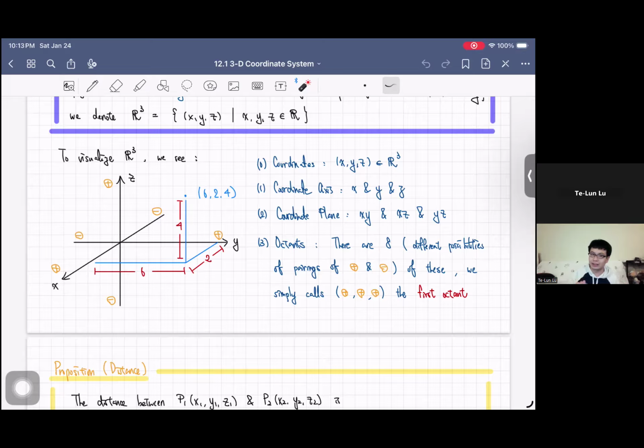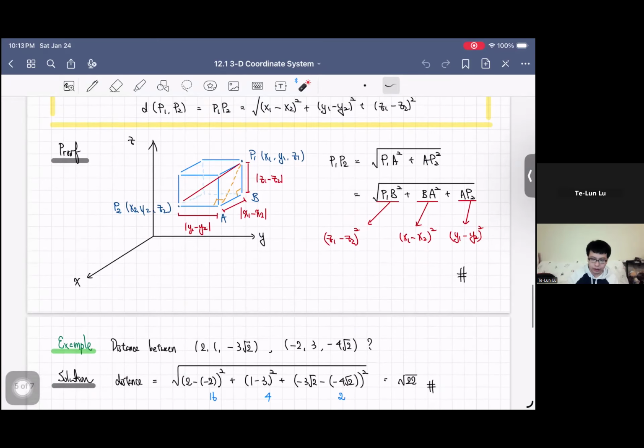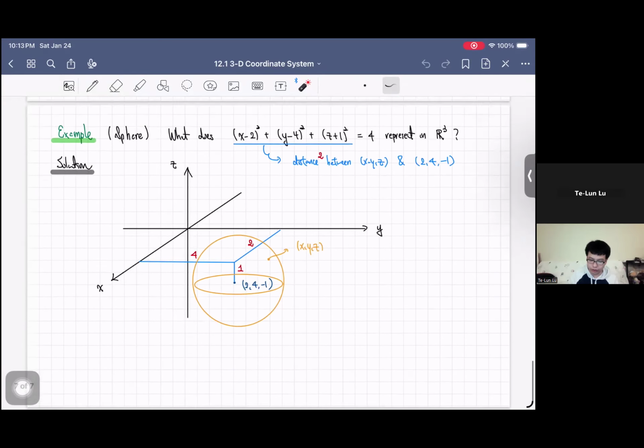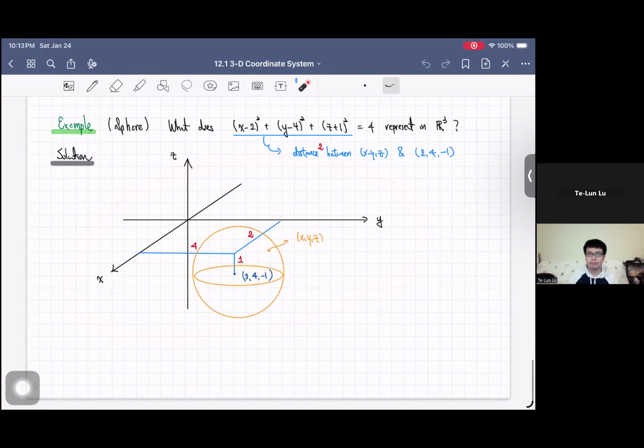So let me emphasize this again. We label the height by z, that's completely fine. And this is x and this is y. The same thing happens here, and also here. Okay? So x, y, and z.